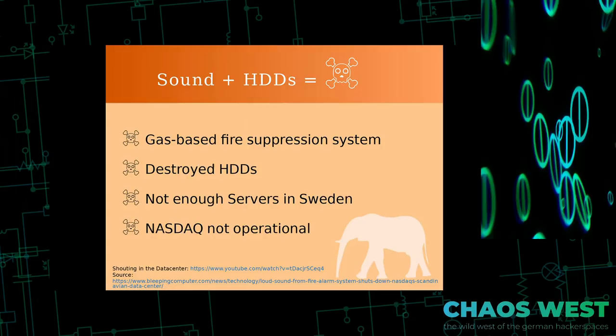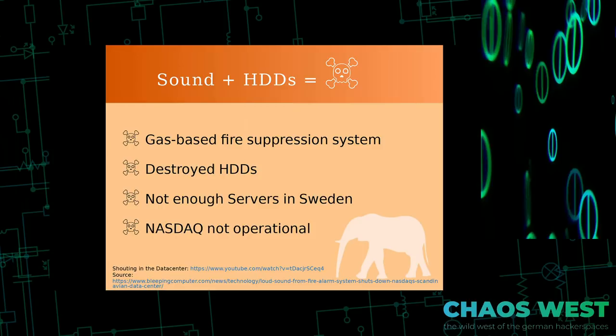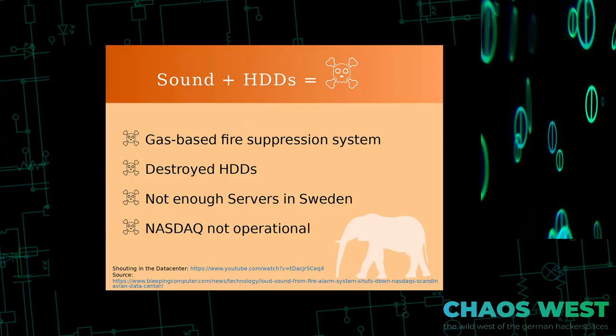And there's also a link down there to another video where the guys are in the data center, and they have monitoring on the hard disks. And they shout at the hard disk in the data center, and you see on the monitoring that the I/O just rises sharply. So if you shout at a hard disk, you can destroy it if you have bad luck.